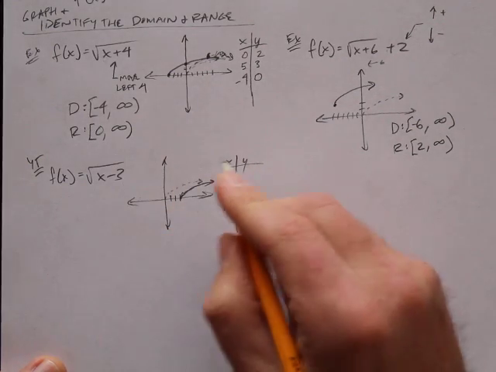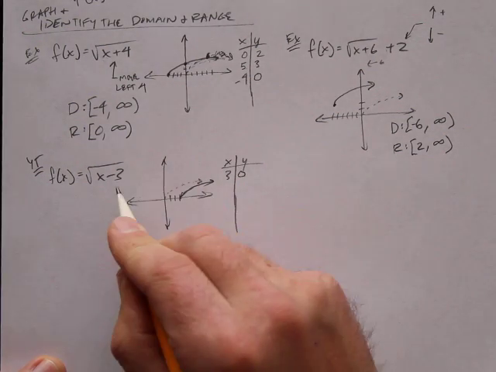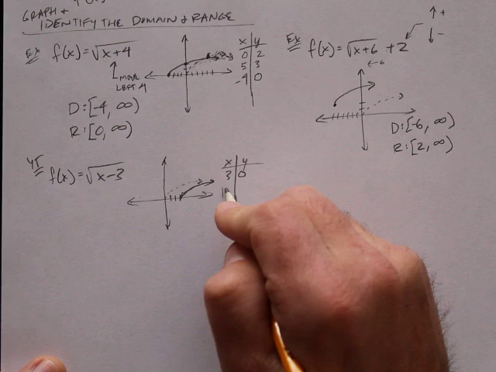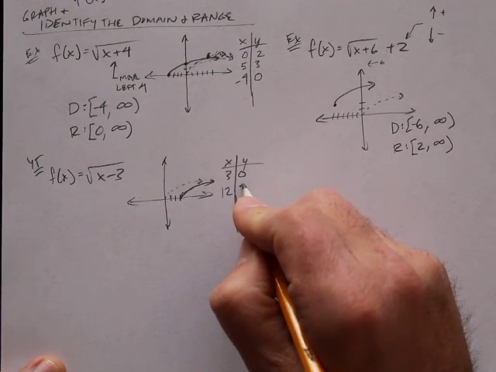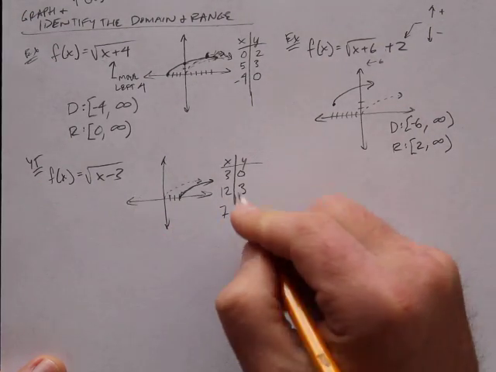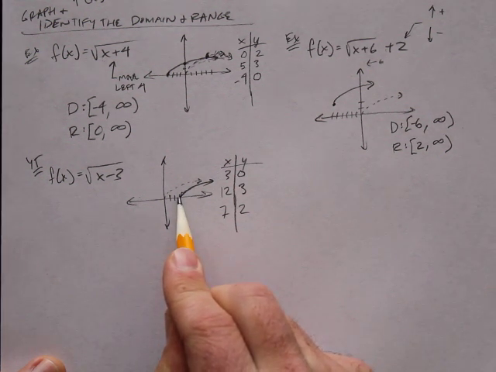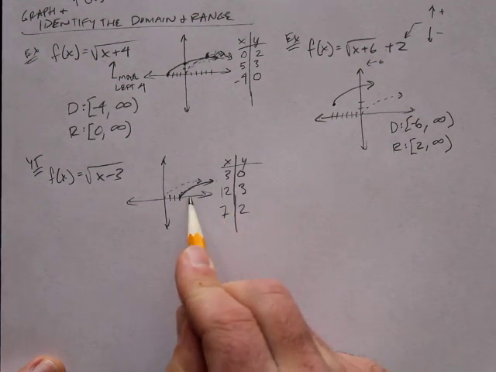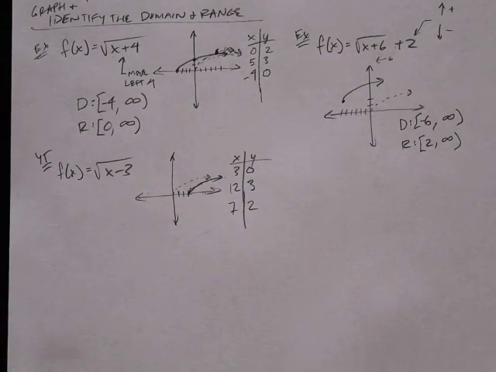If you plug in 3 for x, then you get 0 for y. If you plug in 12, that would get 9, and the square root of 9 is 3. And then 7, that's 4, and the square root of 4 is 2. So you can plot those points. You can see 3, 0, then 12, 3 is way over here, and 7, 2 is right about here. So that's another way to do it.